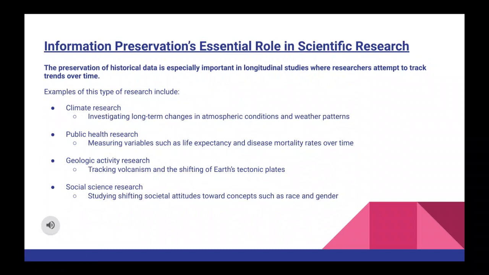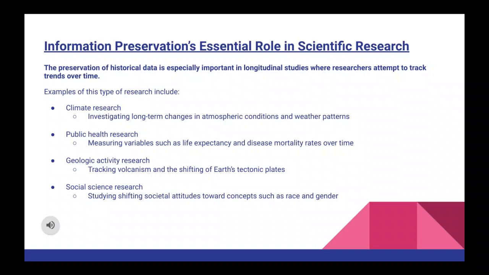The preservation of historical data is especially important in longitudinal studies, where researchers attempt to track trends over time. Now we'll look at a few examples of this type of research. We have climate research, where scientists investigate long-term changes in atmospheric conditions and weather patterns. Public health research, where scientists are measuring variables such as life expectancy and disease mortality rates over time. Geologic activity research, where scientists might track volcanism and the shifting of Earth's tectonic plates.